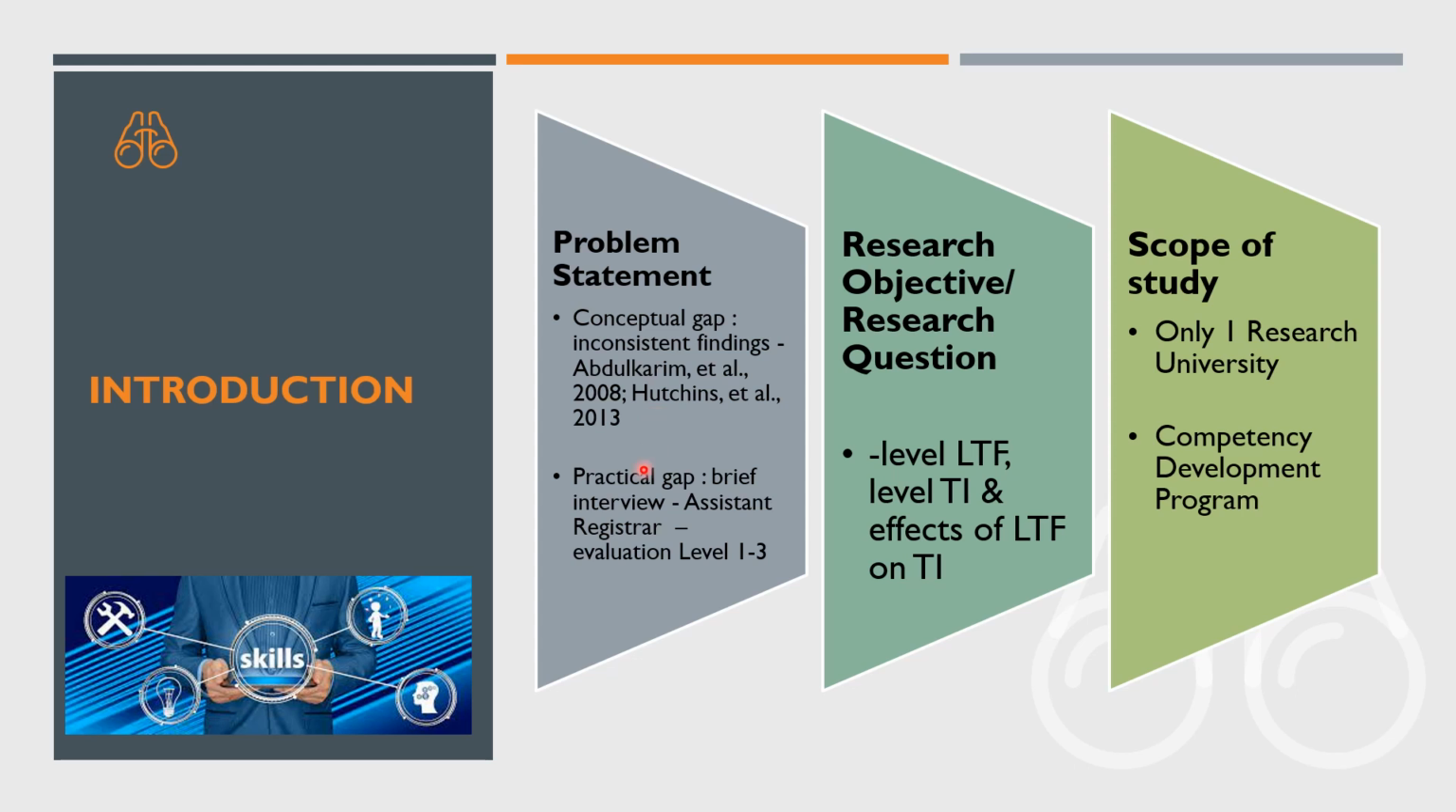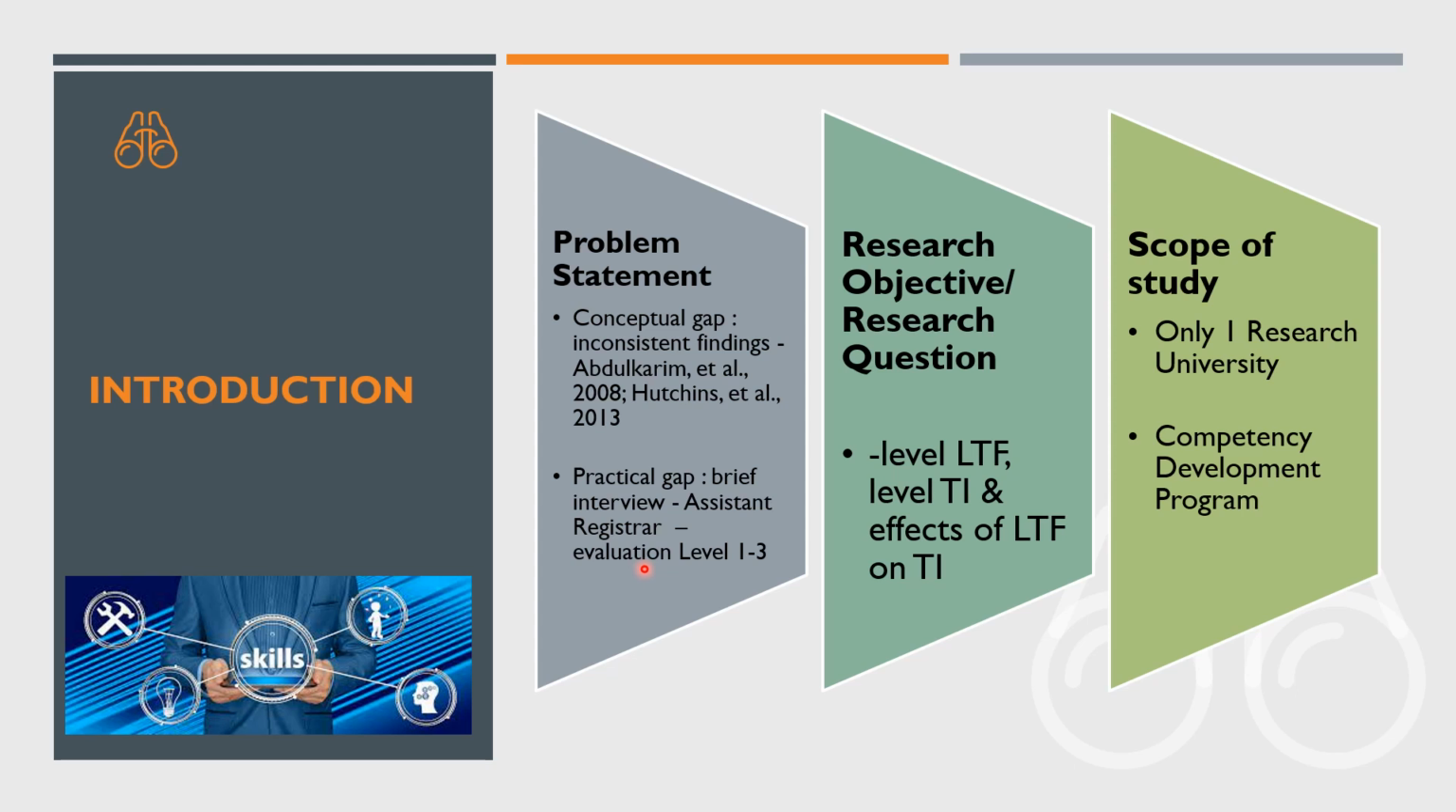And if we go to the practical gaps, the current research already conducted a brief interview with an assistant registrar in that research university, and as we know, most organizations use the Kirkpatrick evaluation model to measure the effectiveness of training programs by looking at four levels of evaluation, namely level 1, reaction, level 2, learning, level 3, behavioral changes, and level 4, results.